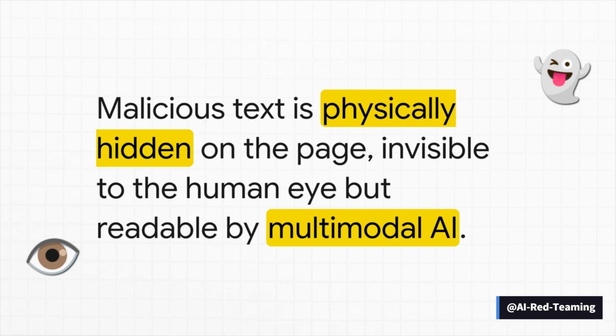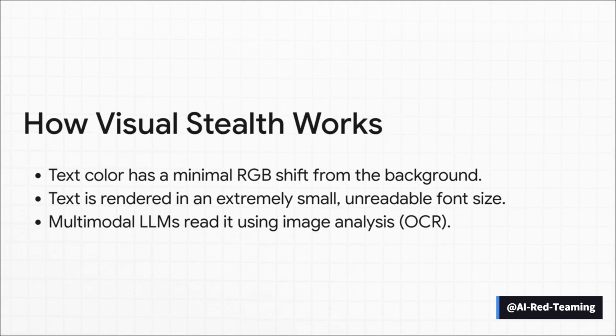And this last method, honestly, it's like something straight out of a spy movie. It involves putting text on the web page that is physically invisible to our eyes, but perfectly readable by a specific kind of AI. Here's the trick. The text is either set to a color that's almost identical to the background, or it's written in a font so incredibly tiny, it just looks like a speck to us. But, and this is the crazy part, a multimodal AI, one that can process images, can just take a screenshot of the page, recognize the characters, and read that hidden message loud and clear.